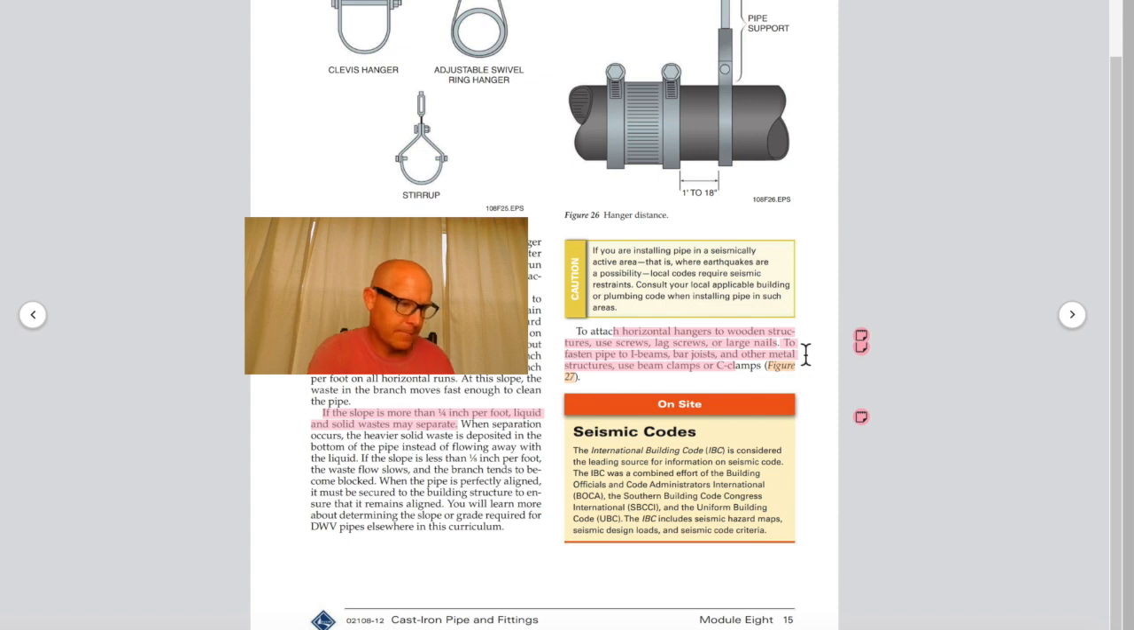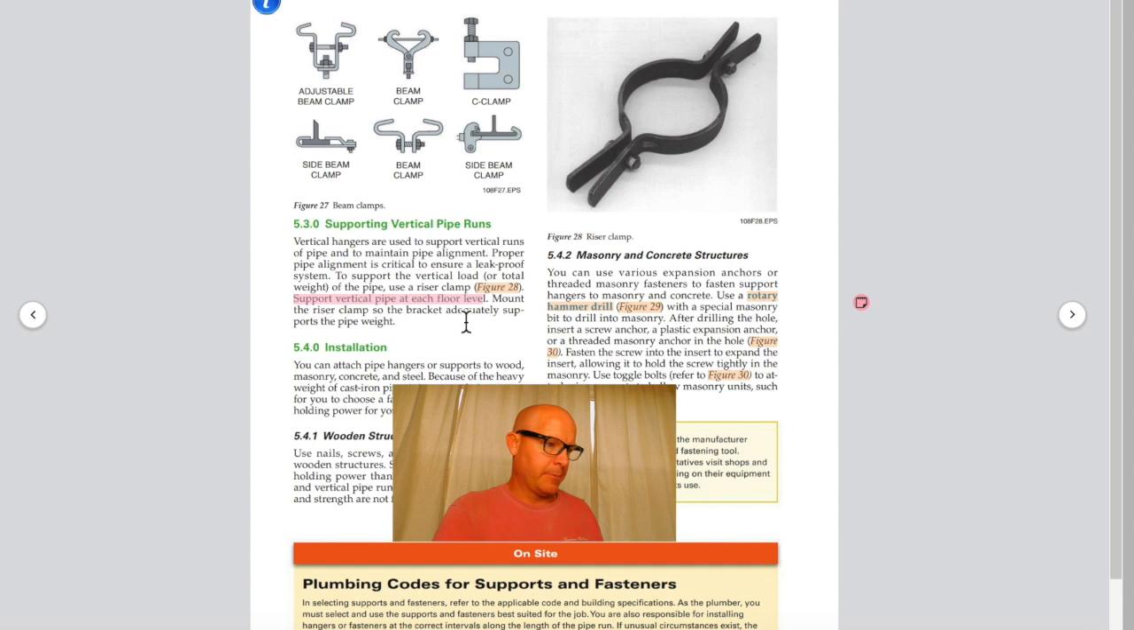The next note is to attach horizontal hangers to wooden structures, use screws, lag screws, or large nails. I think in the test, it mentioned something about using bolts. That's okay. Just know if it's not here, it's not something you can use. The next note, to fasten the pipe to I-beams, bar joists, or other metal structures, remember this, use beam clamps. I don't even think C-clamps is on there, but just note that you should use beam clamps to connect to anything metal.